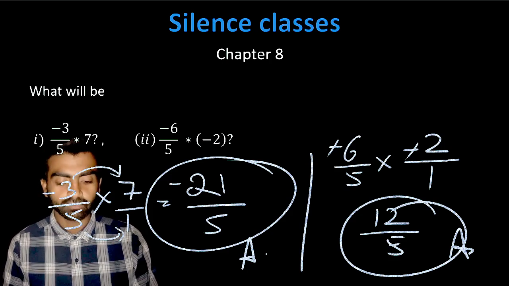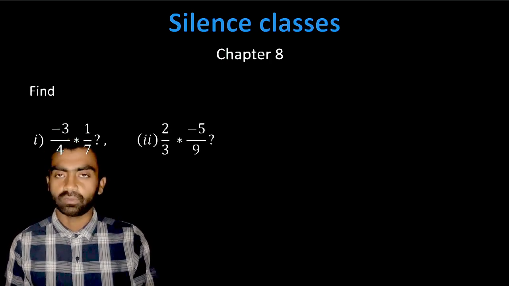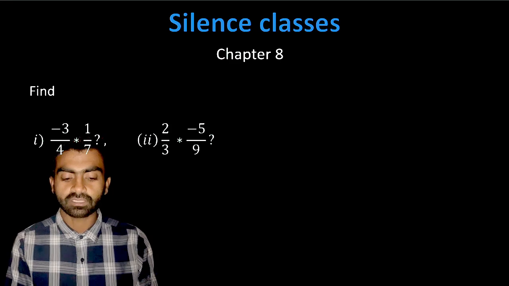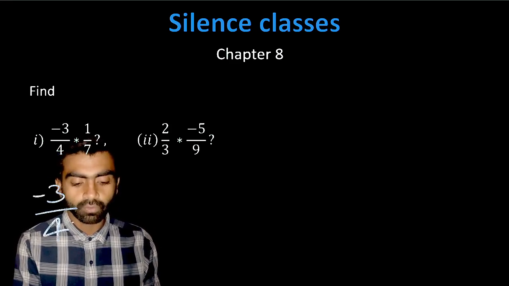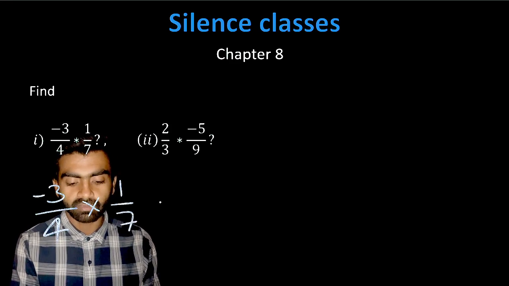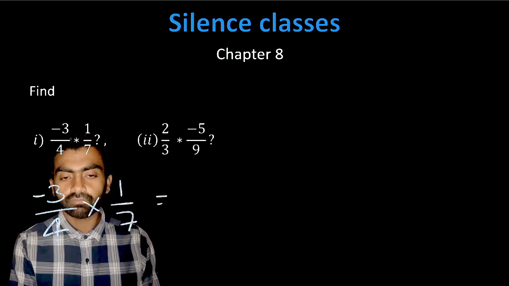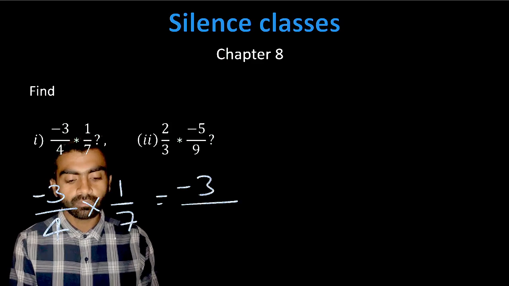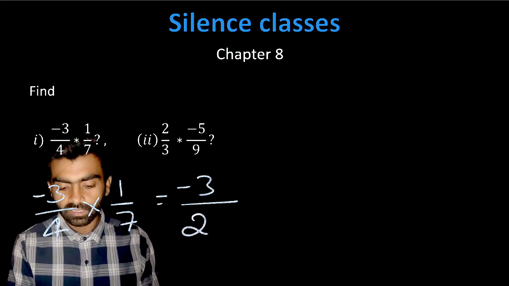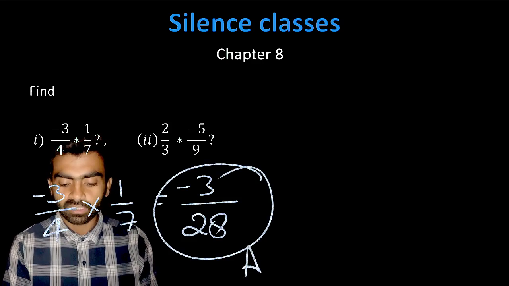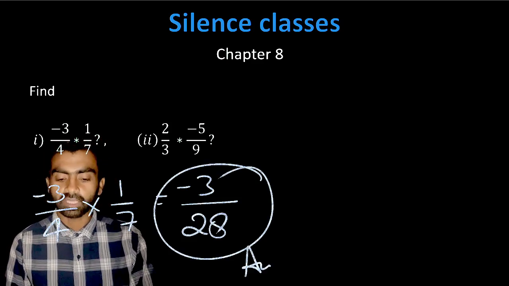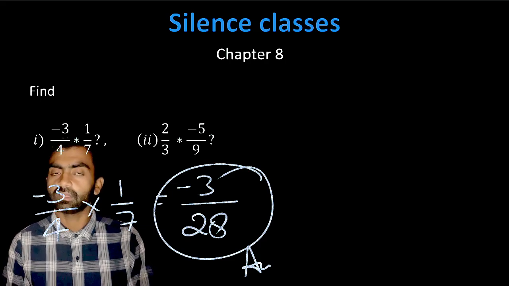Now let's move to the next question. The next question is the same. Multiplication sign is there, so we can check it out. Minus 3 upon 4 multiplied by 1 upon 7, so we will get 3 1s are 3, minus 3 upon 7 4s are 28. Minus 3 upon 28 is the standard form. We cannot cut it further, so this is the answer.